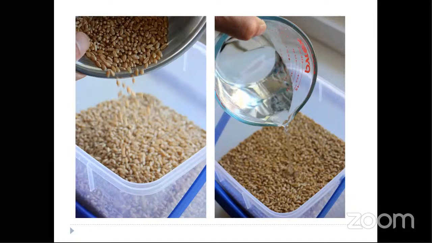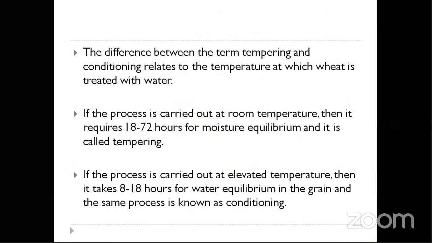Ab ye jitna pani hume add karna hai so that we can attain that desired moisture content, iske liye AACC ki books aati hain, unke andar ek proper table is there according to the original moisture content of the wheat grains. एक फॉर्मूला दिया होता है, उसके अंदर हम ये मॉइस्चर कंटेंट की वैल्यूज पुट करते हैं and then we get the amount of water which is to be added to the wheat grains for the tempering or the conditioning. This is how it is done.